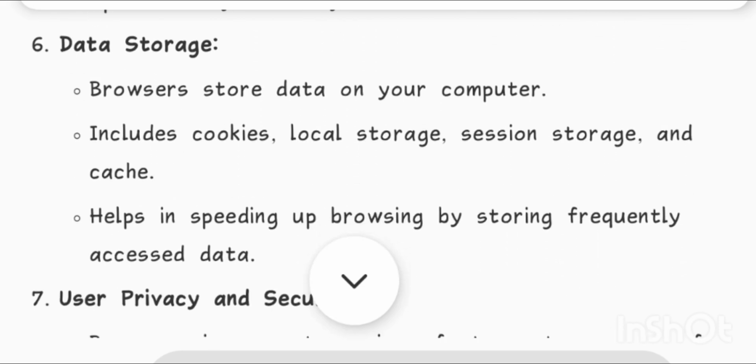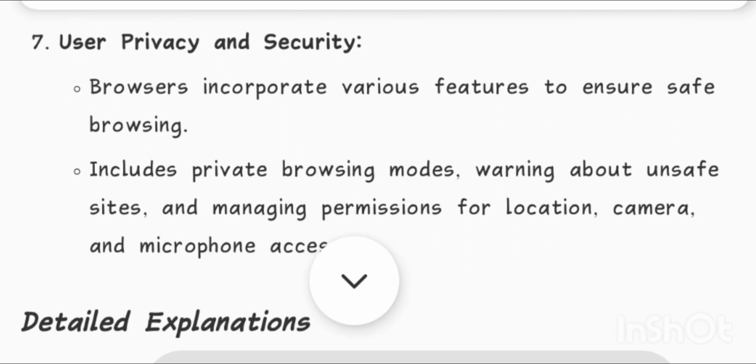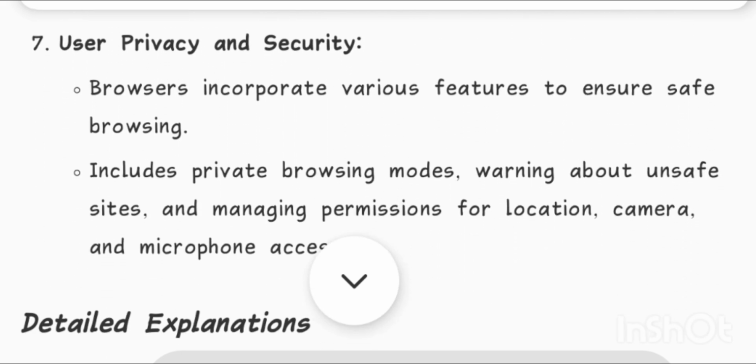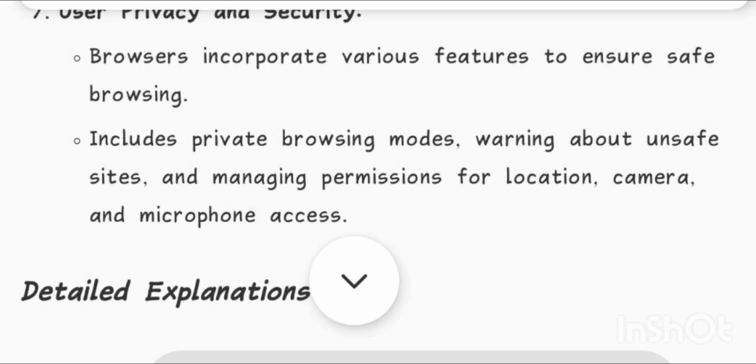6. Data storage. Browsers store data on your computer. Includes cookies, local storage, session storage, and cache. Helps in speeding up browsing by storing frequently accessed data. 7. User privacy and security. Browsers incorporate various features to ensure safe browsing. Includes private browsing modes, warnings about unsafe sites, and managing permissions for location, camera, and microphone access.